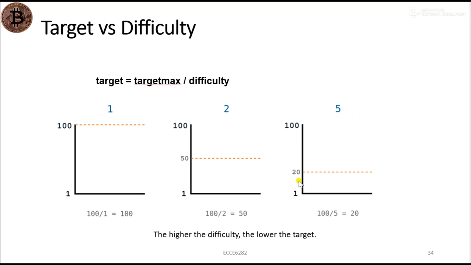So the lower the target, the more difficult it gets to generate a winning number. Or when we say, if we increase the difficulty level, the higher the difficulty level, the lower the target.